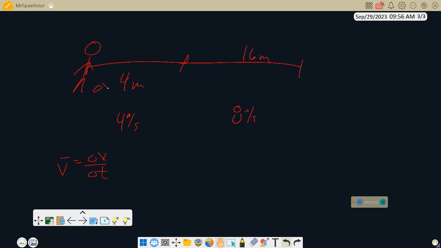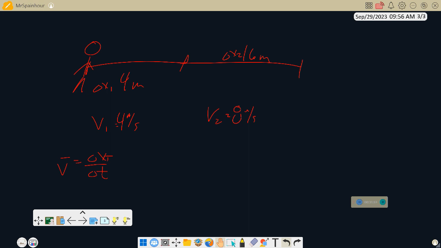What I would do is call this displacement 1, this displacement 2, velocity 1, velocity 2. Use those subscripts to your advantage. Now, to find the average velocity of the total trip, I need the total displacement. That's easy, that's 20. But I also need the total time, which of course I don't have.